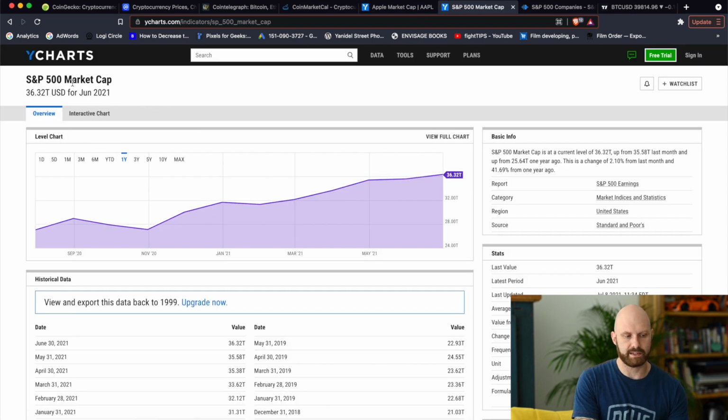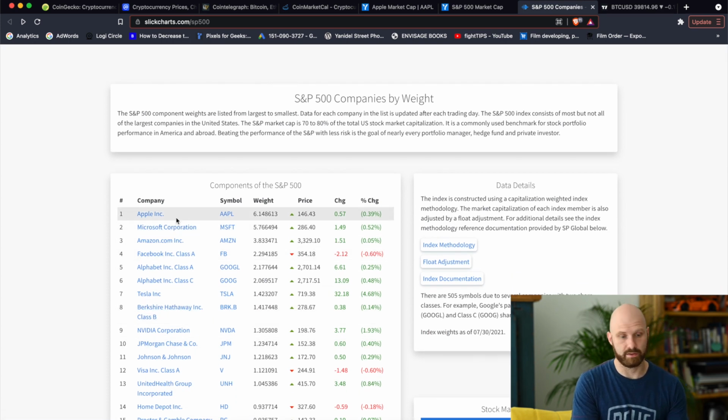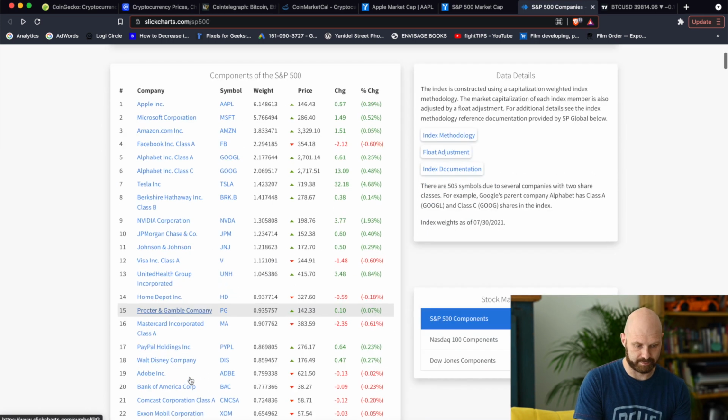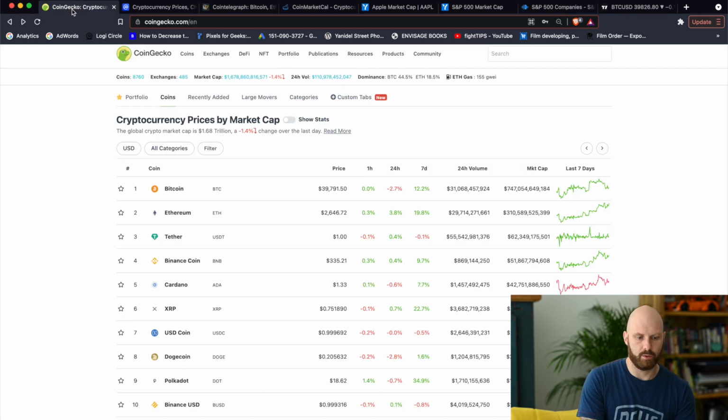And then we have something like S&P 500 index, so 500 biggest companies in United States, which currently has a market cap of roughly $36 trillion. And those companies include, if we just look at the top 10, Apple, Microsoft, Amazon, Facebook, Google, Tesla, Berkshire Hathaway, Nvidia, and on and on. So essentially this index is approximately 70 to 80% of the total US stock market capitalization. So that's a huge amount of global economy, essentially in those $36 trillion. Which gives us a good reference point what's possible in terms of achieving different prices.